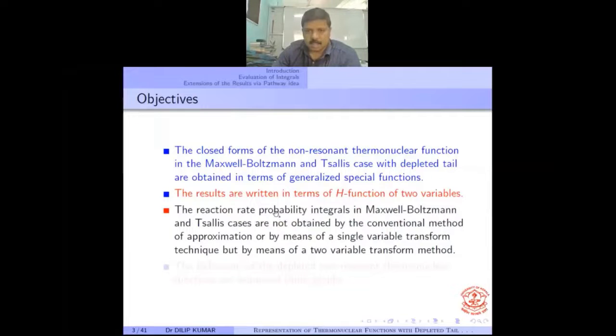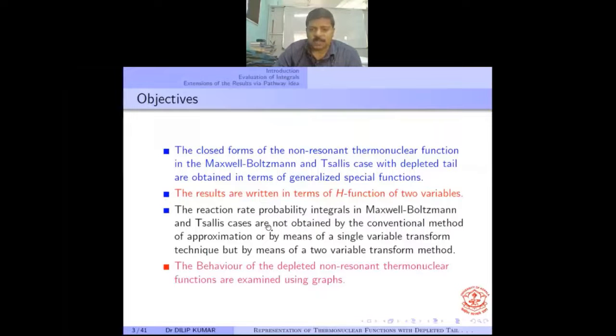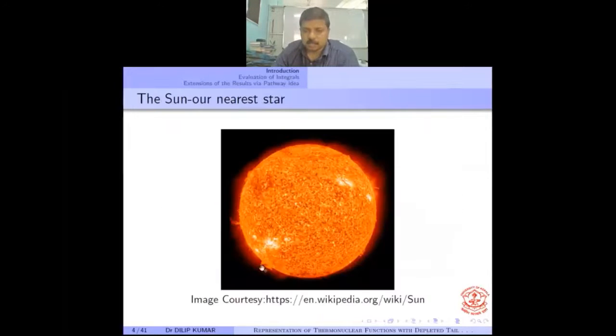We will be considering both the Maxwell-Boltzmann and the Tsallis cases, and it is done by using the double Mellin-Barnes technique. That is the main advantage of this. I have used many terms which I will explain one by one, and I will also give a brief idea about the behavior of the generalizations which I have done here.